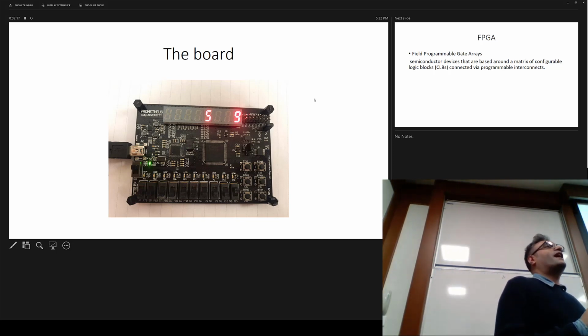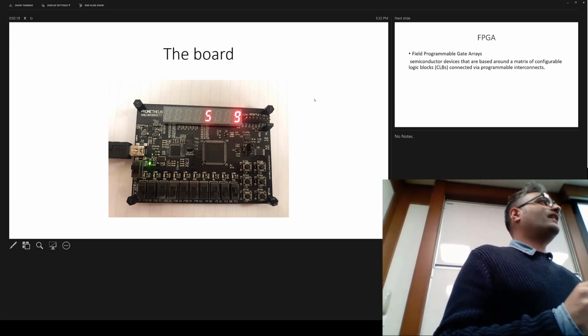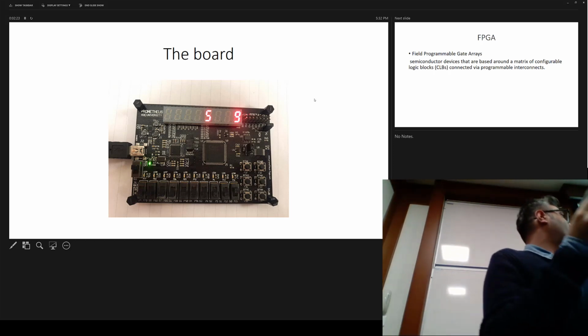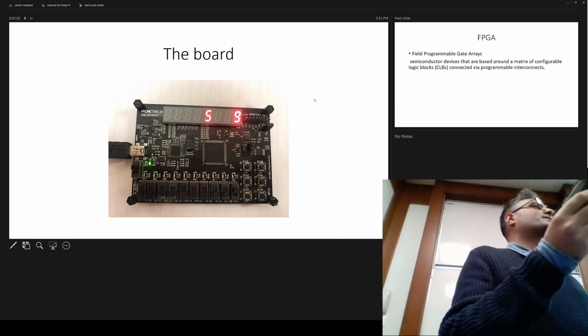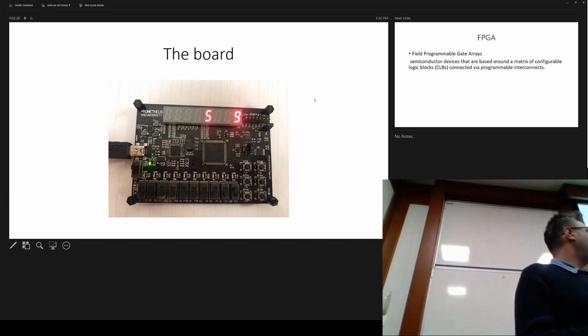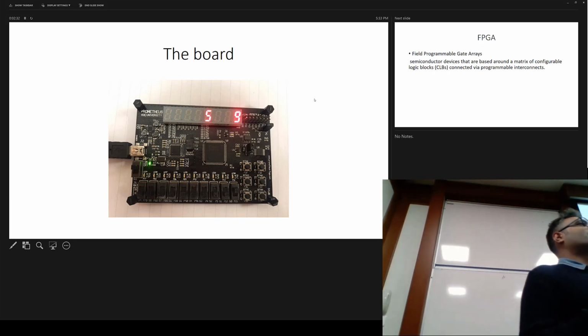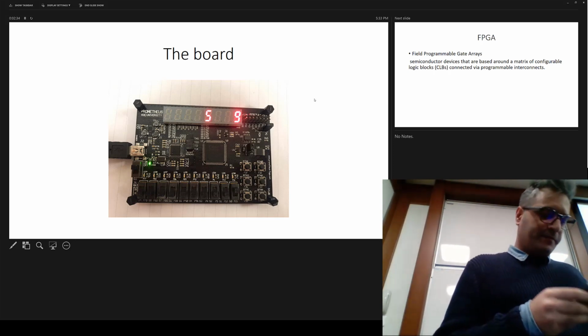In electronics, in analog electronics, we have resistors, we have diodes, we have capacitors and stuff. In this course, the most basic element that we will be talking about are gates.